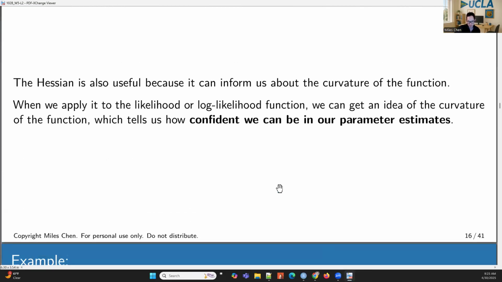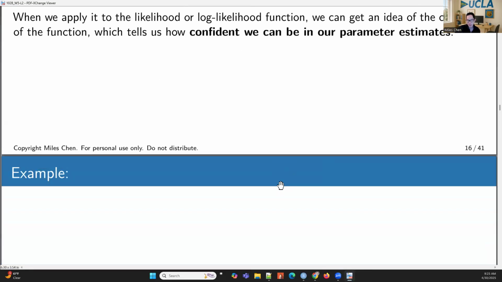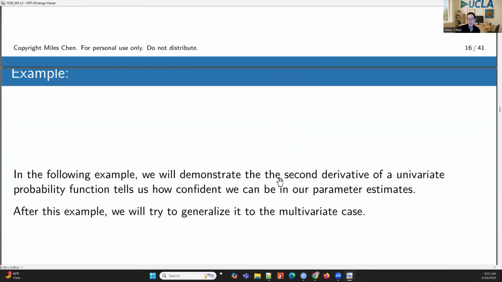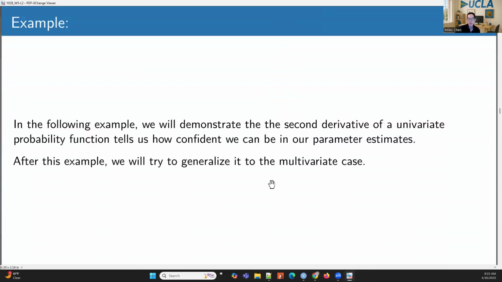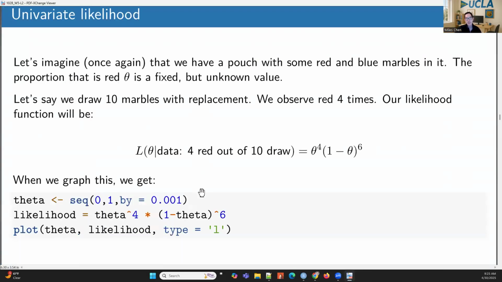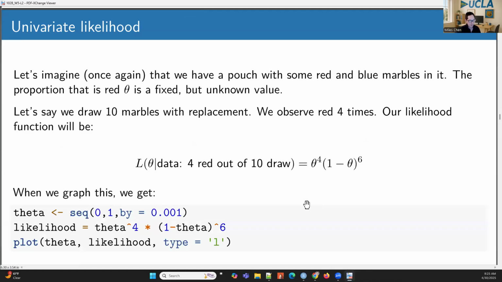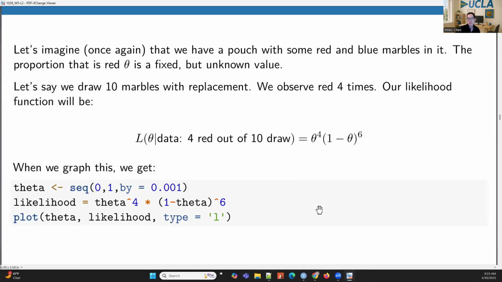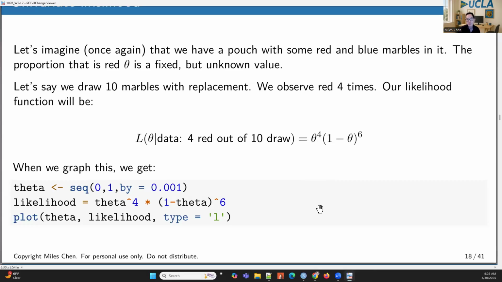So I just want to run through a quick demonstration of this idea of how the second derivative tells us about how confident we are in our parameter estimates. And I'm going to start off with the univariate case here. Okay. So let's imagine we have a pouch, and inside our pouch, we have red marbles and blue marbles.